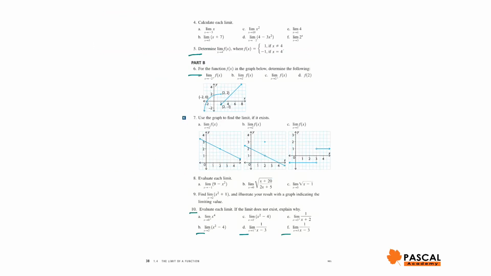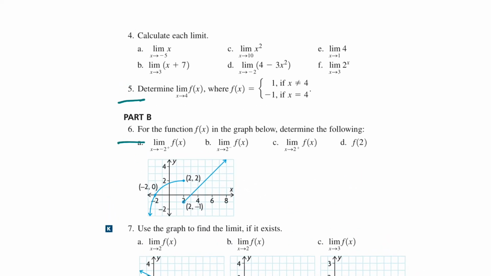Exercise 1.4, question number 5. Question number 5 is asking to determine the limit of f of x as x approaches 4, where f of x equals 1 if x is not 4 and negative 1 when x is 4. We know as x approaches a, x is getting close to a, but x is not a. Therefore, the limit of f of x as x approaches 4 is 1.